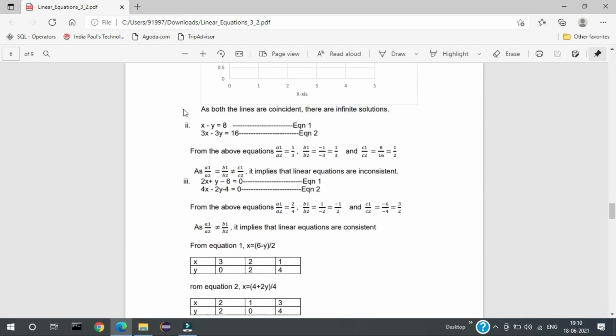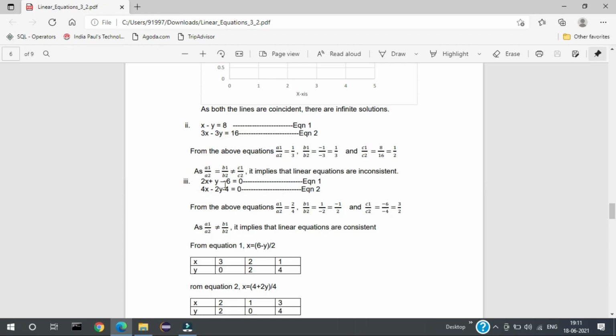Coming to the second one, x minus y equals 8 and 3x minus 3y equals 16. From the above equations, a1 by a2 equals 1 by 3, b1 by b2 equals 1 by 3, and c1 by c2 equals 1 by 2. As a1 by a2 equals b1 by b2 is not equal to c1 by c2, it implies that the linear equations are inconsistent. If it is inconsistent, we may not get a solution.